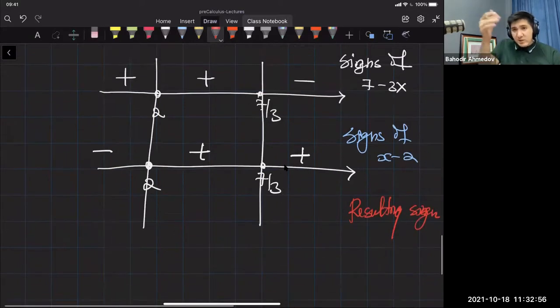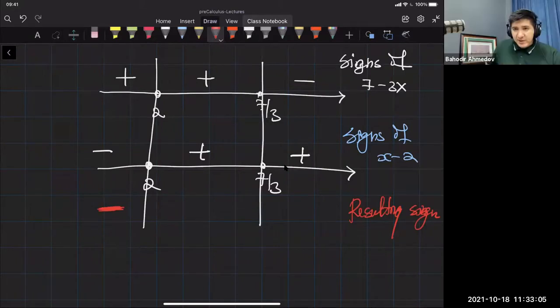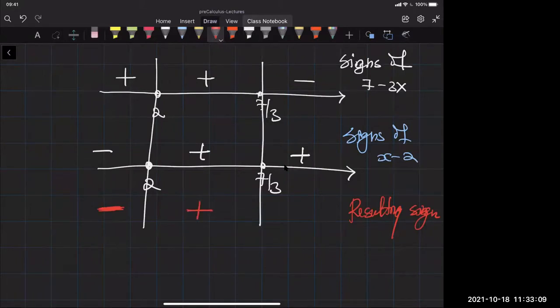So if you divide a positive by the negative, what do you get? Negative. Okay, negative. Positive by the positive? Positive. And negative by the negative? Positive.